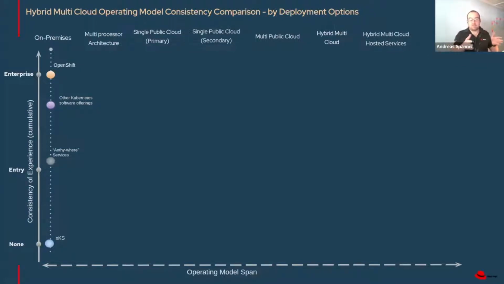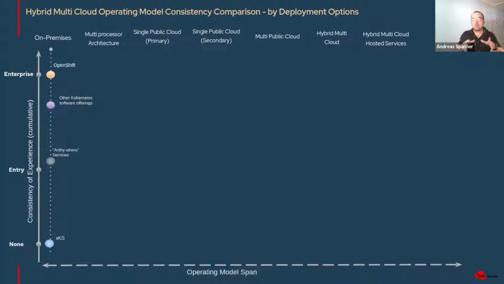So you have organizations saying hyperscaler A is our primary cloud and hyperscaler B is our secondary cloud. Then you have multi-public cloud organizations that say, okay, I don't really want to limit myself to only two hyperscalers or one hyperscaler. Anything goes. That's multi-public cloud. Then you have a hybrid multi-cloud, where on-premises is designed as a cloud, and they also use separate multi-clouds, and then hybrid multi-cloud hosted services.